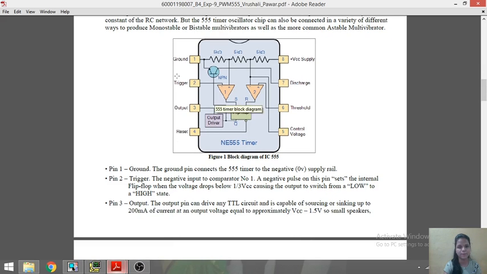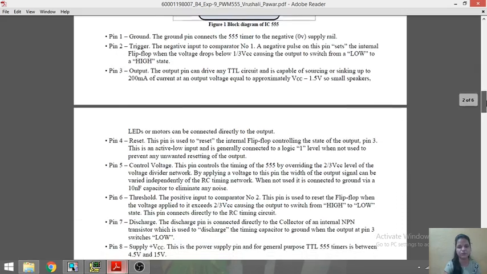IC 555. There are 8 pins. Pin 1 is the ground, pin 2 is the trigger, pin 3 is the output, pin 4 is the reset, pin 5 is the control voltage, pin 6 is the threshold, pin 7 is the discharge, and the last pin 8 is the positive VCC supply. Here you can see the description of the pins.